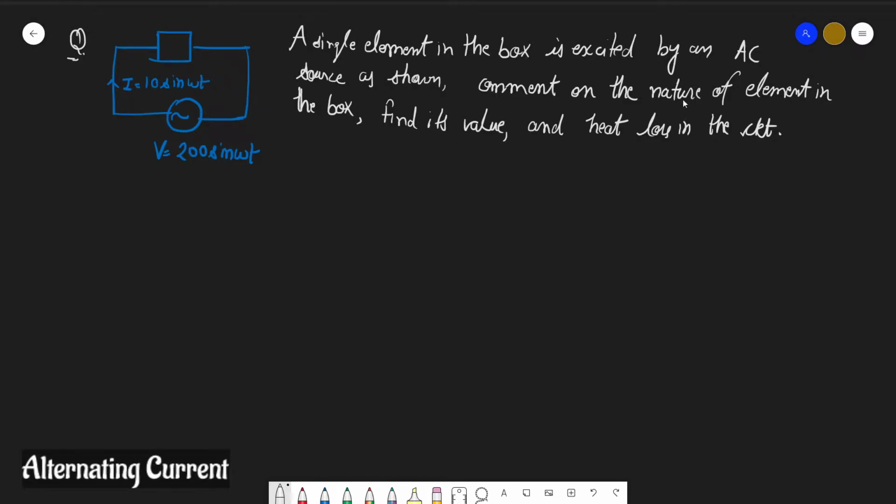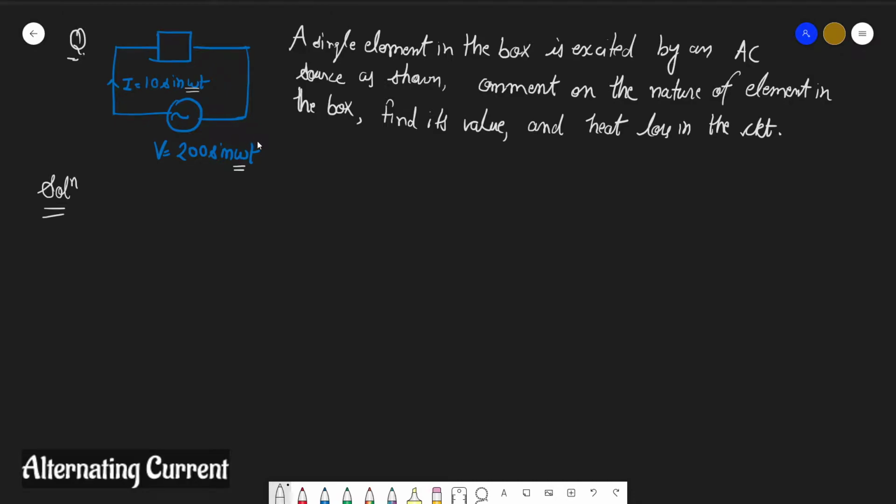We need to comment on the nature of the element in this box. We need to find its value and heat loss in the circuit. First of all, this element's behavior can be understood when we see the voltage and current waveforms. Observe both the angles.